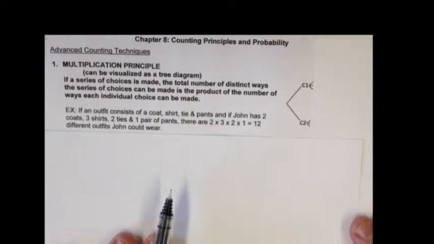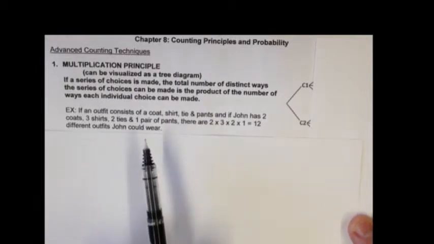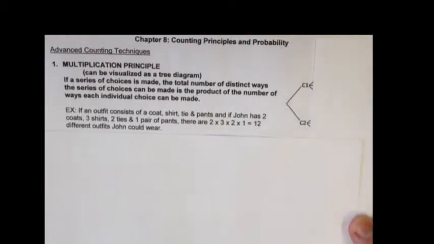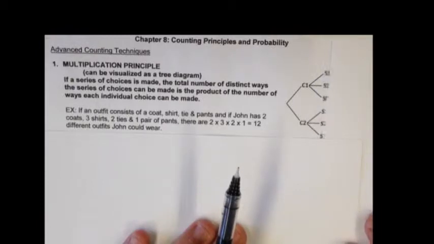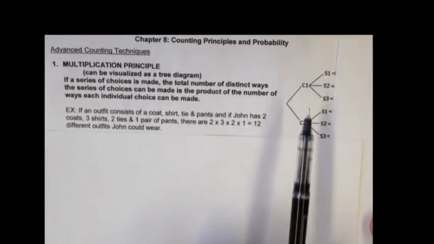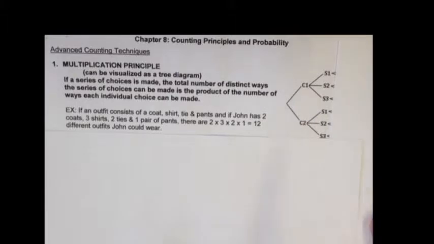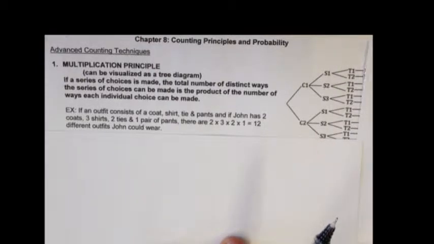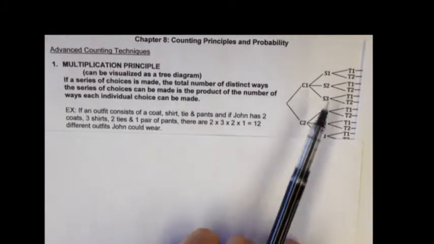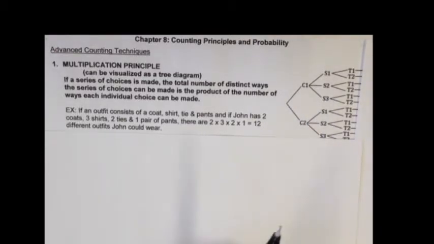And to visualize that as a tree, you would say, well, John can wear either of 2 coats, and once the choice of coats is made, if John chooses coat 1, there are 3 different shirts he can wear. If he chooses coat 2, there are 3 different shirts he can wear. And once those 2 choices are made, there are 2 ties that can be chosen for each of the other choices. And then there's 1 pair of pants. And if you count those, there are 12. That's the multiplication principle.